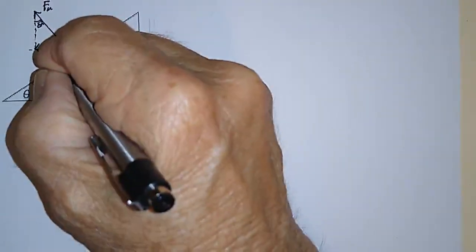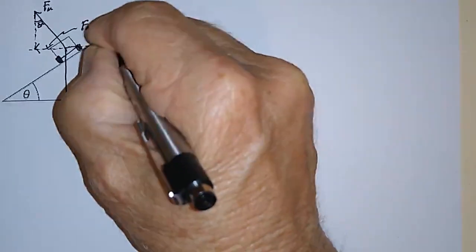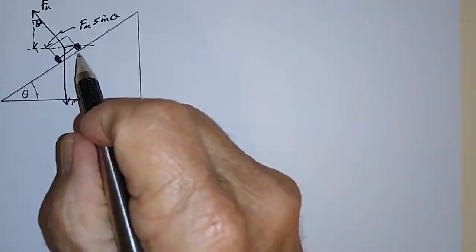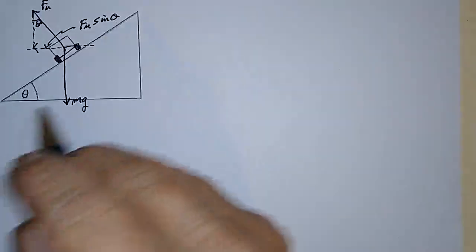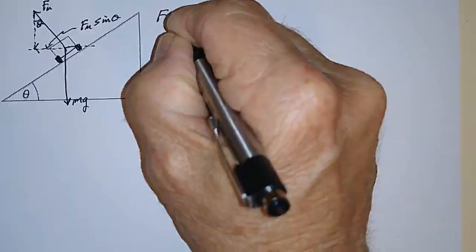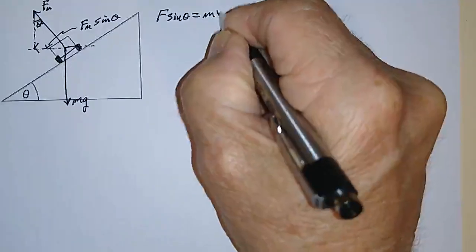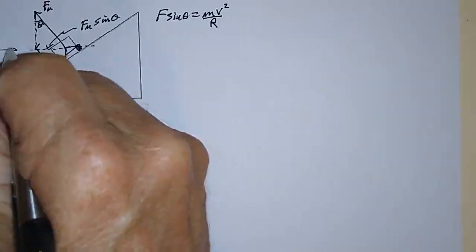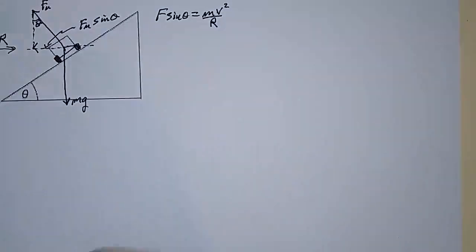So this component right here, Fn times sine theta, is the component that is producing the centripetal acceleration. It is the centripetal force, so I can say that Fn sine theta is equal to m v squared over r, where r is the radius of the turn. I'm just going to indicate that by a vector here like that, the radius of the turn.